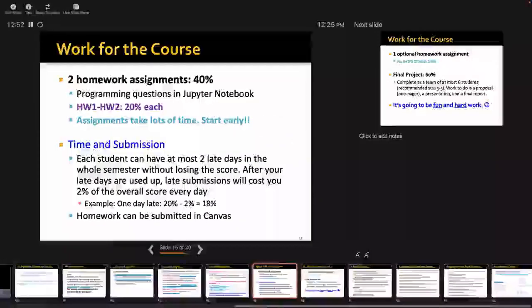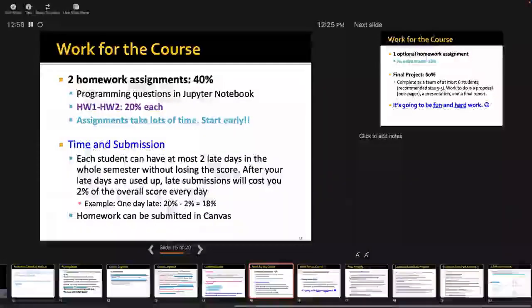So finally, the work for the course. This course includes 2 homework assignments. Each homework assignment will take up 20% of your final score. These are going to be programming questions in Jupyter Notebook, and it's going to use Python, or more particularly PyTorch. Okay, so 20% per homework, and this assignment usually takes a lot of time, so try to start early.